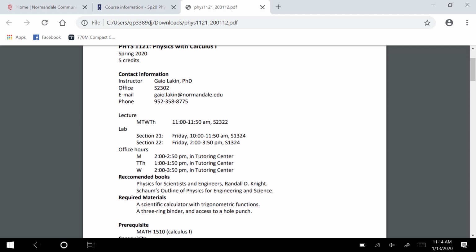My office hours, like I said, are in the tutoring center. It's going to be hard to remember those hours, so you're probably just going to have to look each time, but it's basically Monday from 2 to 3, Tuesdays and Thursdays from 1 to 2, Wednesdays from 2 to 4.